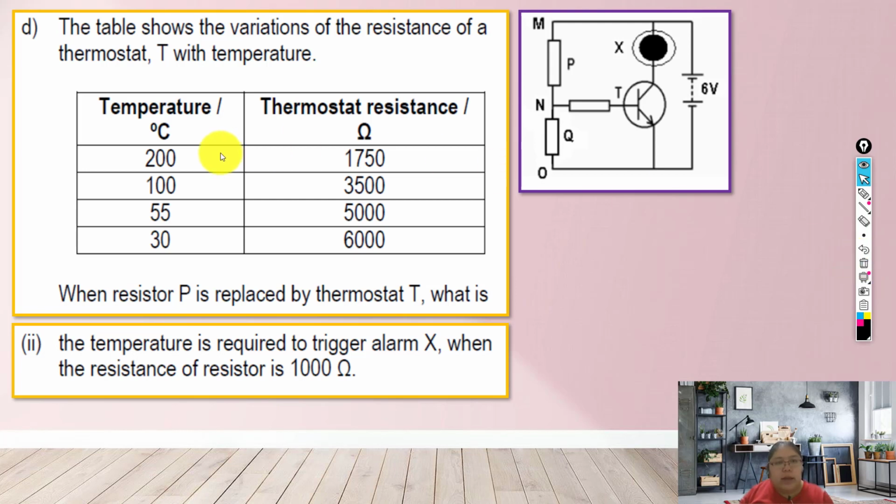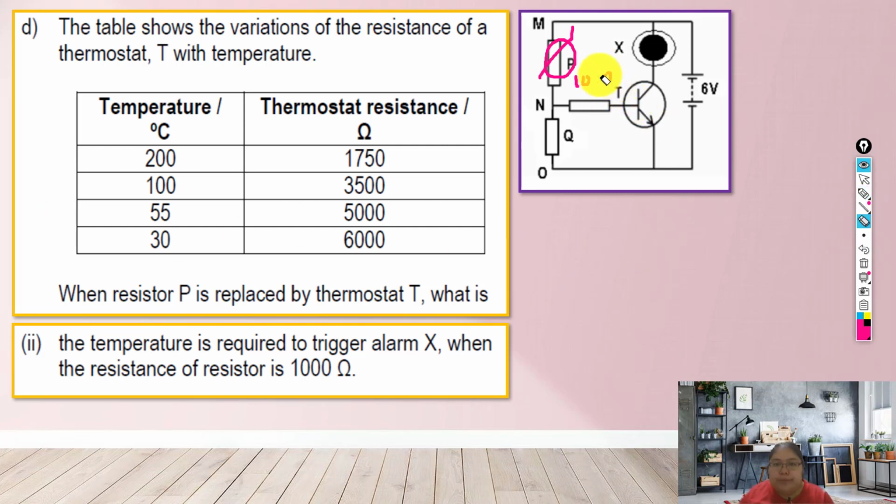Okay, now the question, they're still using the table. There's a temperature, also the resistance for the thermostat. Okay, P is also replaced, become thermostat. So we're still drawing, there's a thermostat. Okay, now the temperature required to trigger the alarm X when the resistance of the resistor is 1000. Sorry, it's 1000 ohm is a Q.